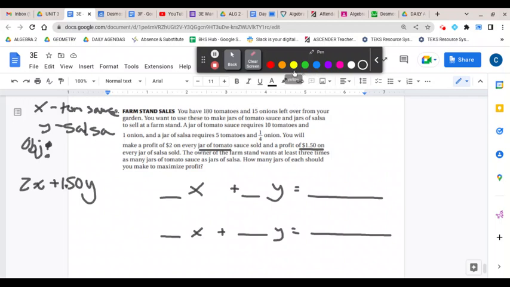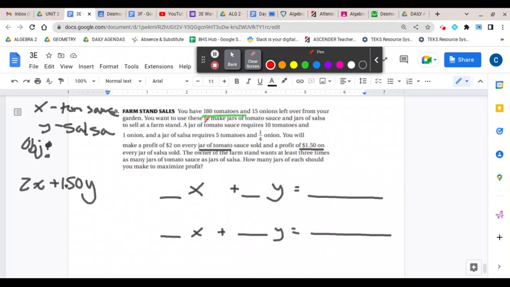Now, one thing that we cannot do: since tomato sauce and salsa are our 2 variables, those are the only things that can be different in each equation. So we need to be working from within the same system. Whether it be quantity or money or hours, we need to be working within the same kind of unit, the same kind of input, if you will. So tomatoes and onions are the inputs.